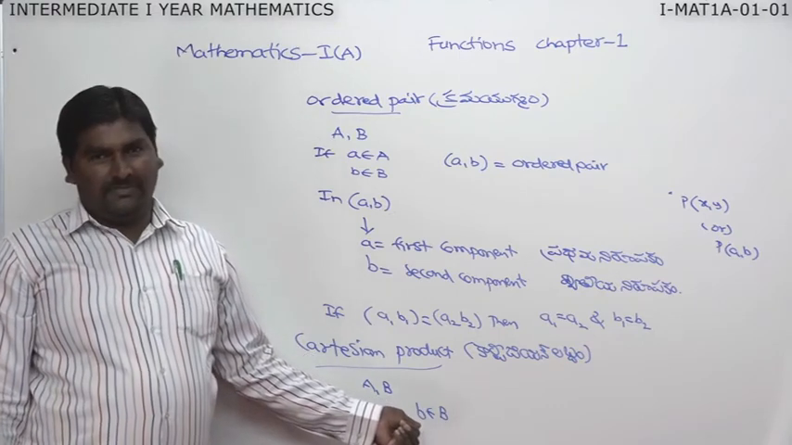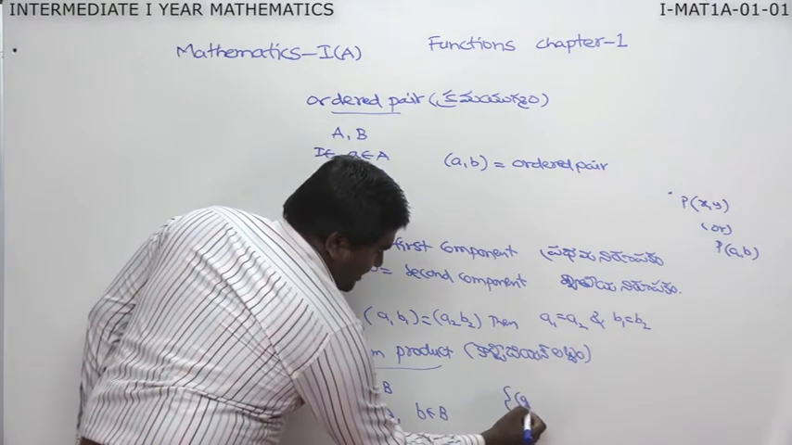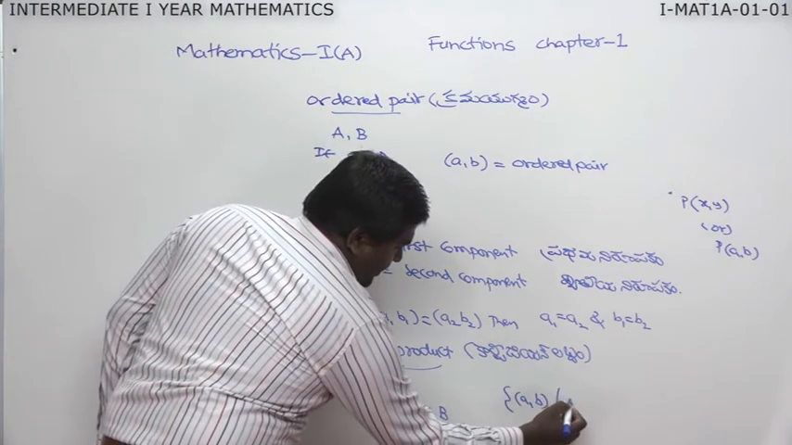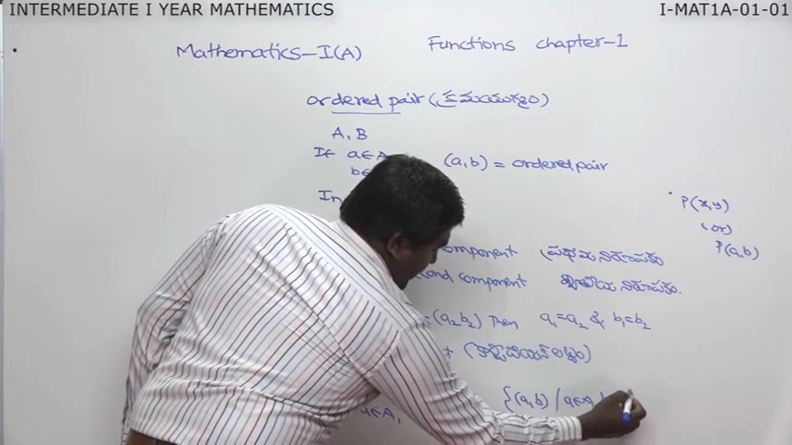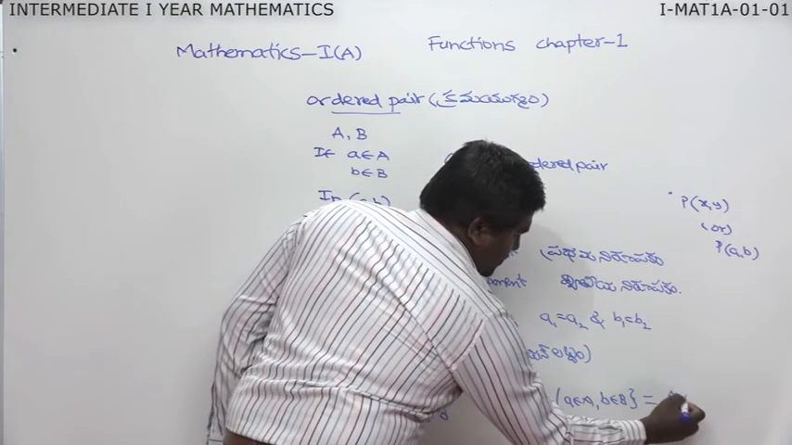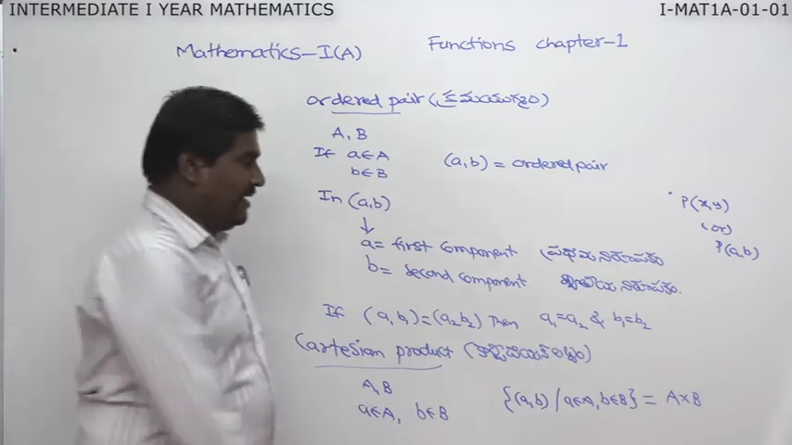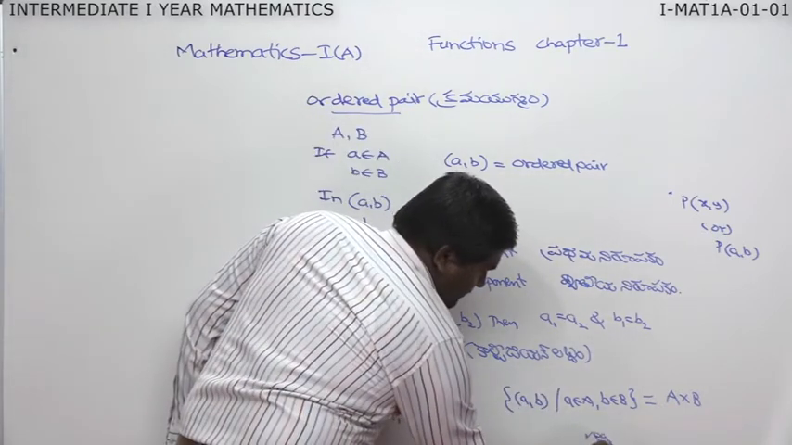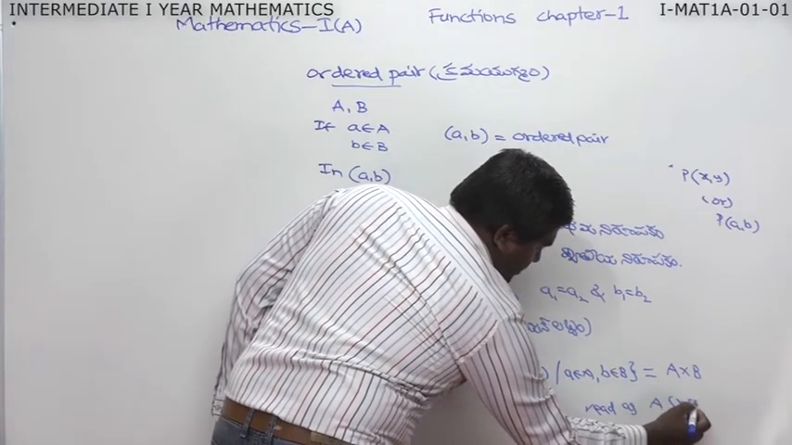Now the set of ordered pairs (a, b) such that a belongs to A, b belongs to B is called the Cartesian product of these two sets. It is denoted by A cross B and is read as A cross B.